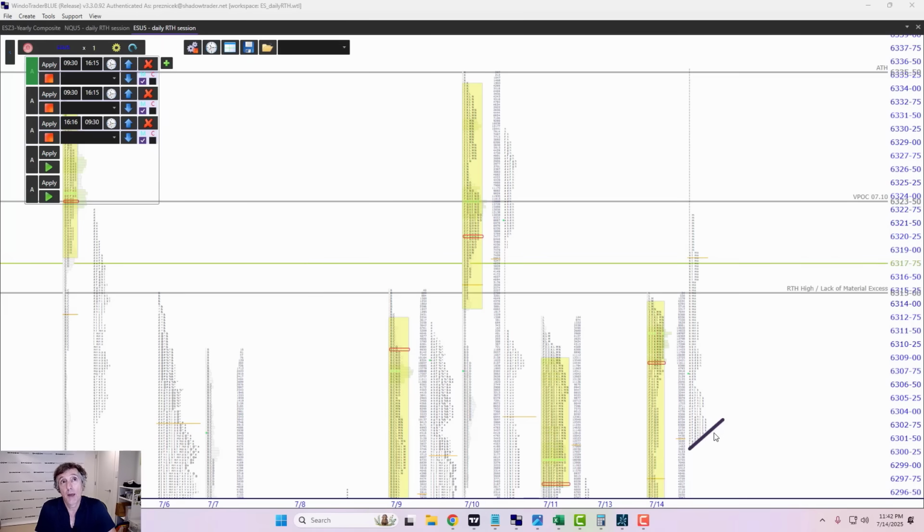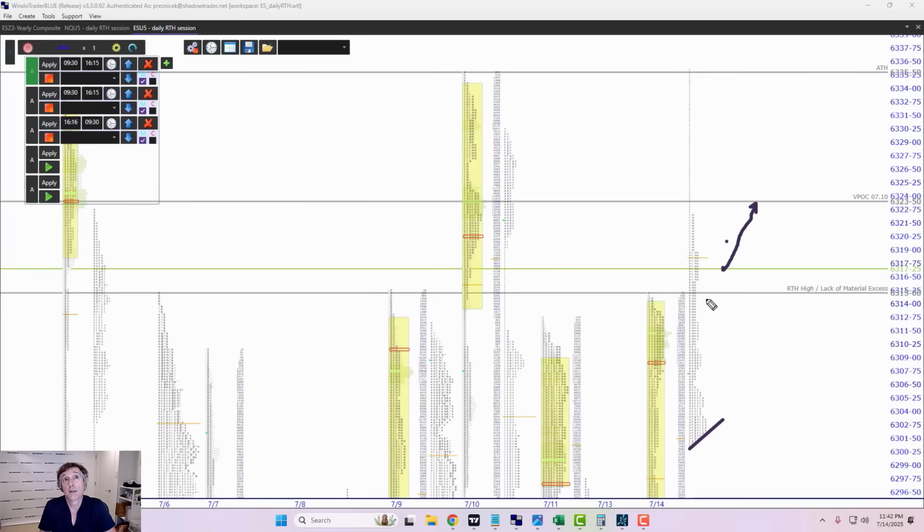And so if I saw that pattern persist into the open, it would give me a lot more confidence to say, okay, that low is probably secure, and even though we didn't go to that virgin point of control overnight, we're probably going to get there at some point today, right? All we have to do is trade above this level, and you can imagine there's probably lots of buy stops.